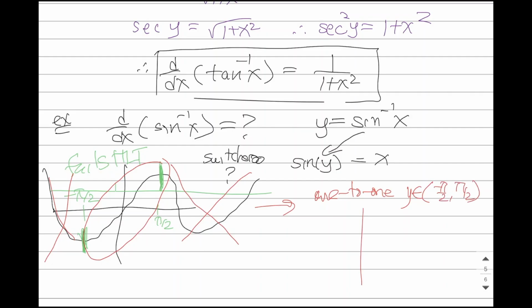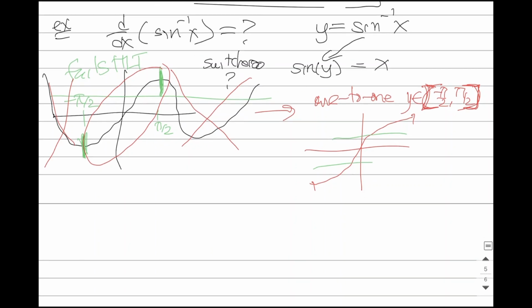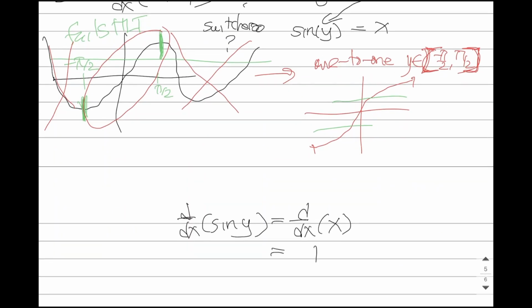The restricted sine function would look like this. We could even put it with square brackets here. It won't really make a difference. And in this case, we do have a function that does pass the horizontal line test, and this switcheroo does in fact make sense. As before, we take the derivative of both sides.